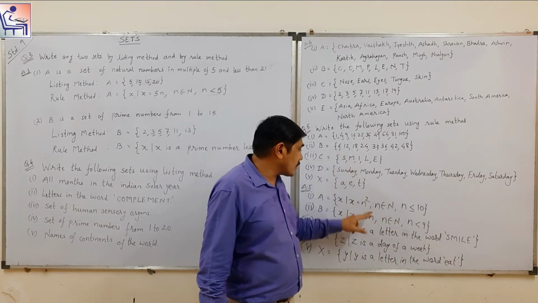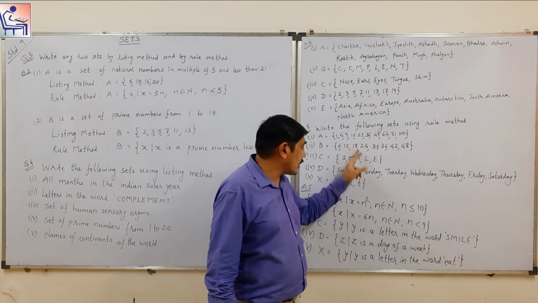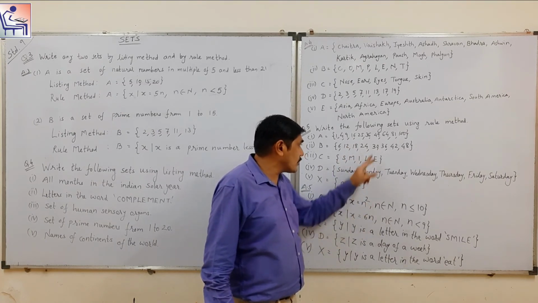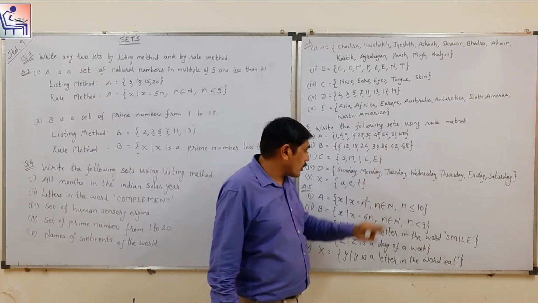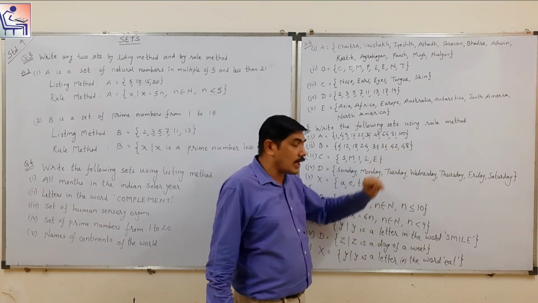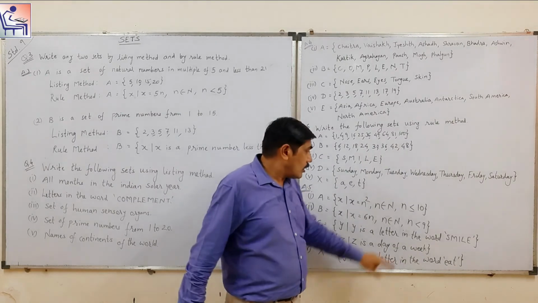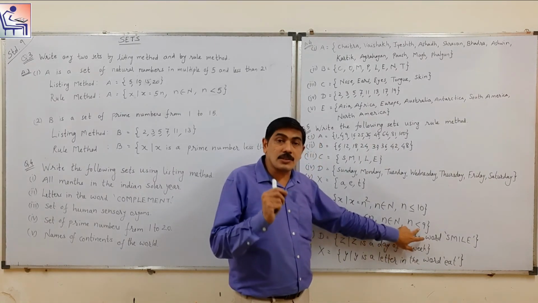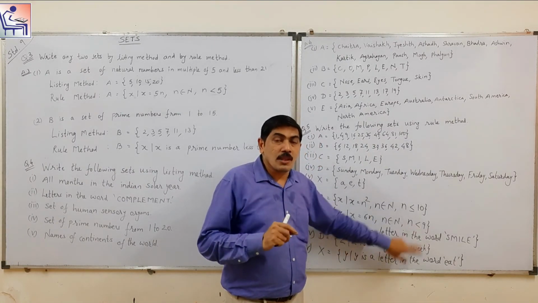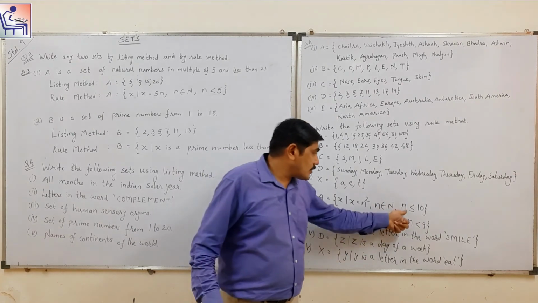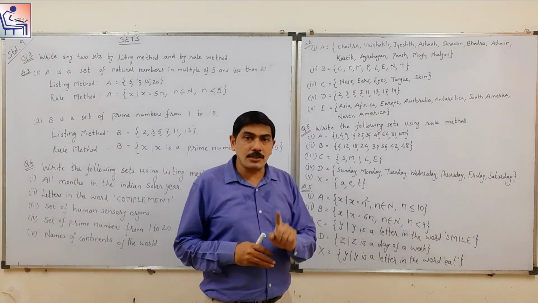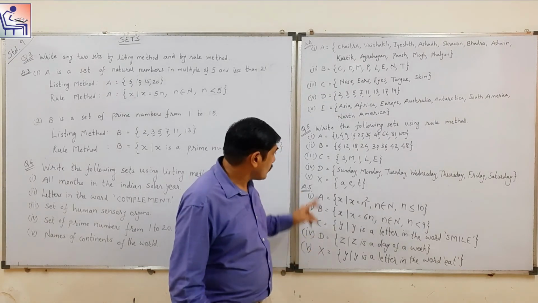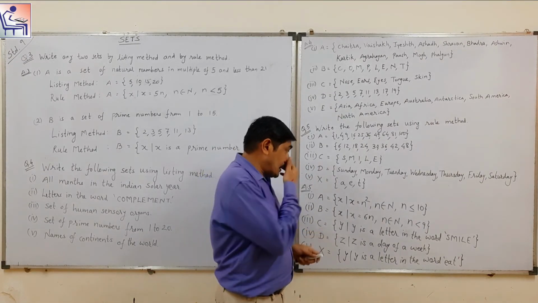So 6 ones are 6, 6 twos are 12, 6 threes are 18, 6 fours are 24, 6 fives are 30, 6 sixes are 36, 6 sevens are 42, and 6 eights are 48. We can't go beyond, and here we have written n is less than 9. If you want, you can write like this: n is less than or equal to 8. That is also correct.